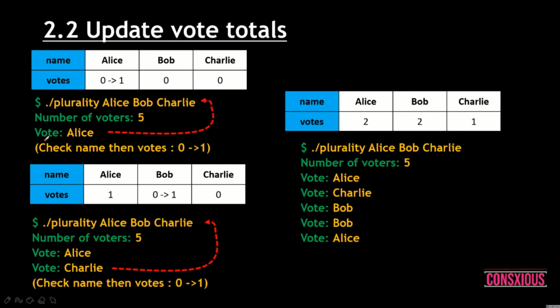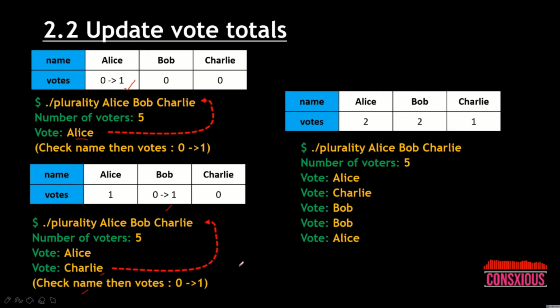First, we type Alice. So the program is going to take this Alice string to check whether it is one of the candidates. So check names, if okay, then we update the vote count here. Next, we go to the next vote, which is Charlie. So we check whether Charlie is one of the candidates. If yes, then we update the vote count from 0 to 1.